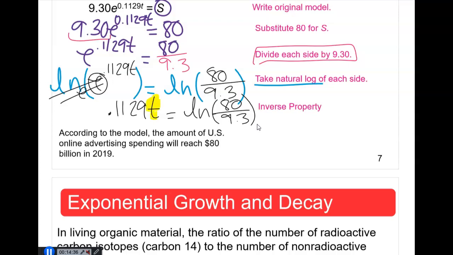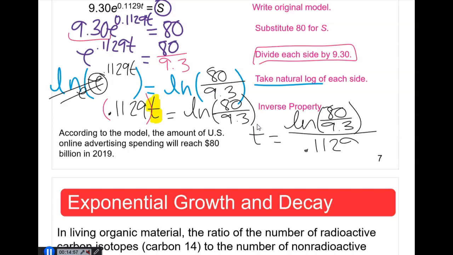So you could see how the number 0.1129 is multiplying to t. And so what we're going to do is take it across the equal sign and it will be dividing. So the natural log of that fraction divided by 0.1129, and that will be the value of t.